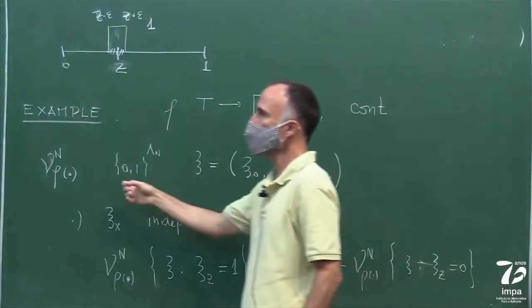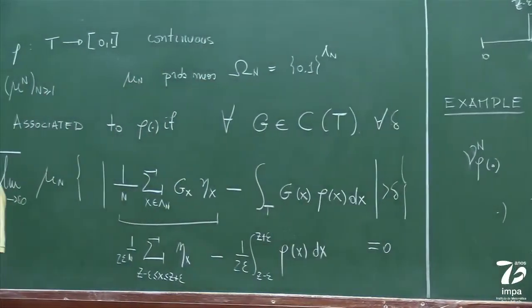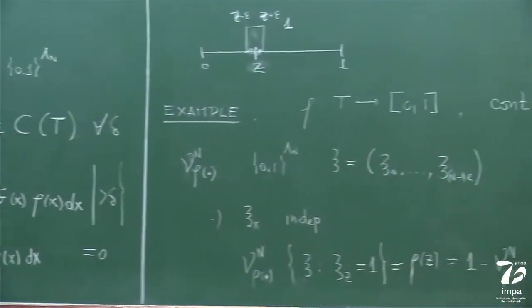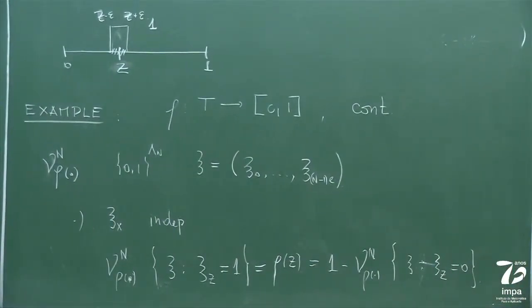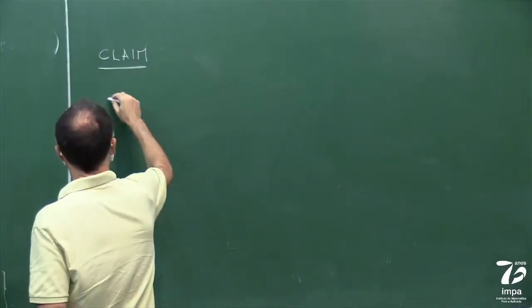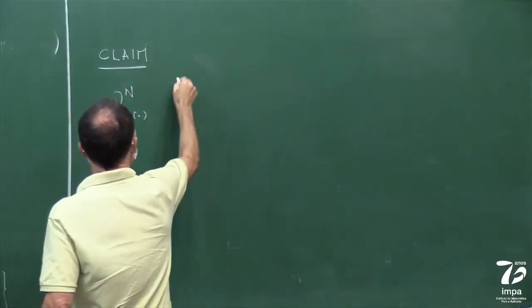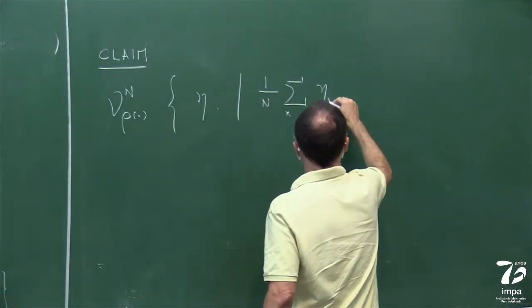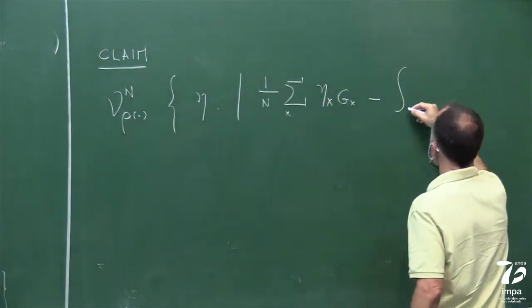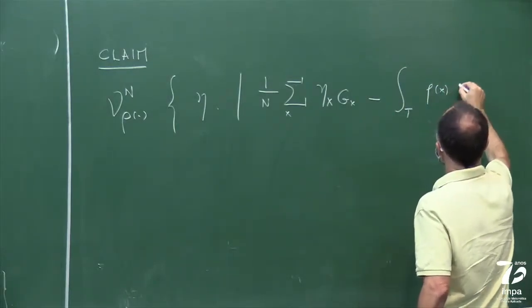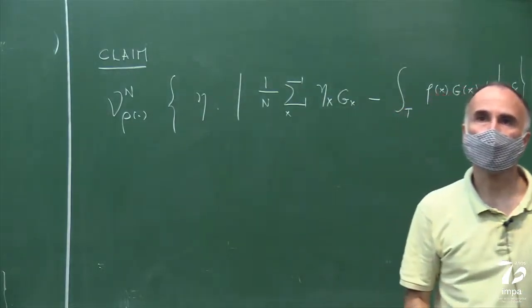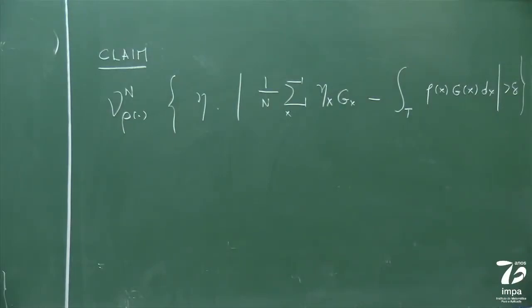And now I claim that this measure satisfies this condition. So my claim is that ν_n^ρ of the configuration η such that |1/n Σ_x η_x g_x − ∫_T ρ(x) g(x) dx| > δ goes to 0 as n tends to infinity. Okay? So let me prove that.